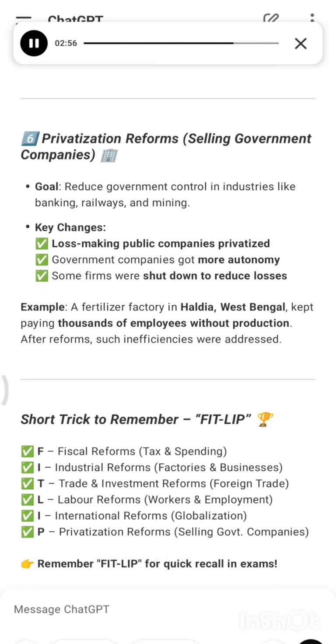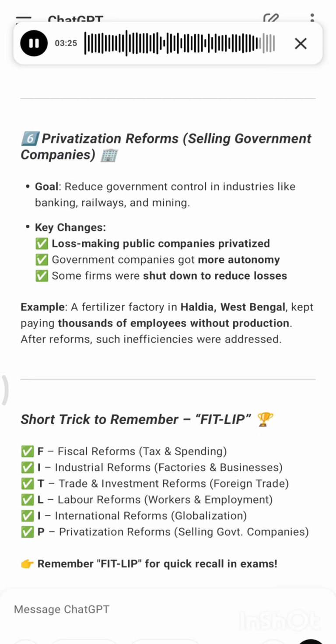6. Privatization reforms, selling government companies. Goal: reduce government control in industries like banking, railways, and mining. Key changes: loss-making public companies privatized. Government companies got more autonomy. Some firms were shut down to reduce losses. Example: a fertilizer factory in Haldia, West Bengal, kept paying thousands of employees without production. After reforms, such inefficiencies were addressed.